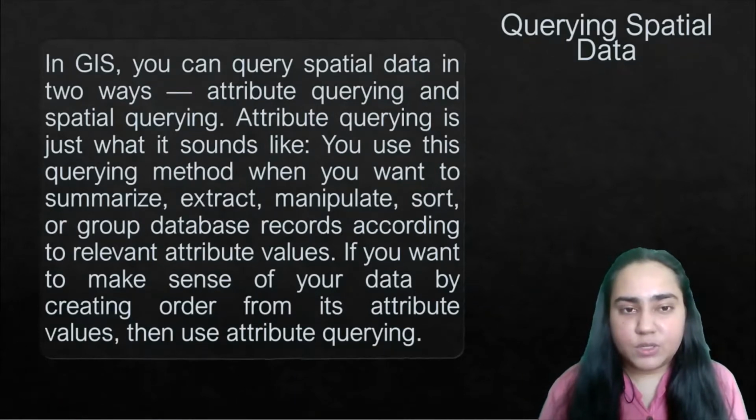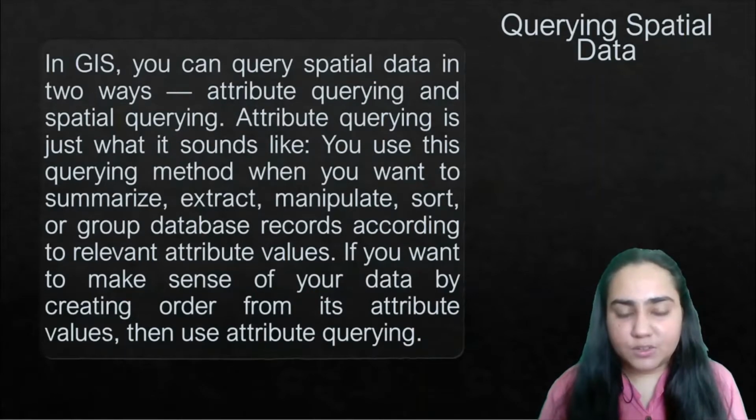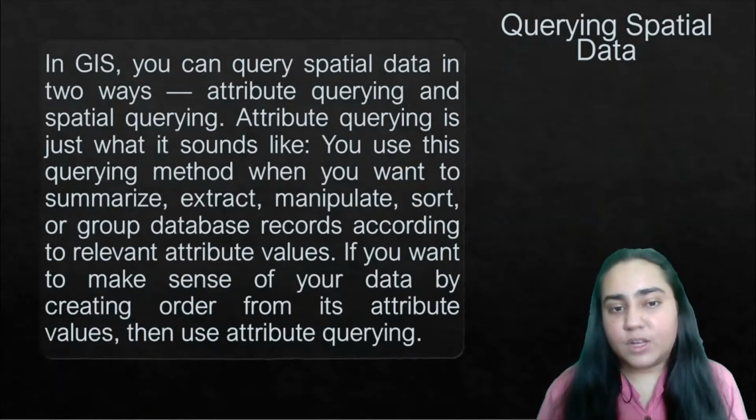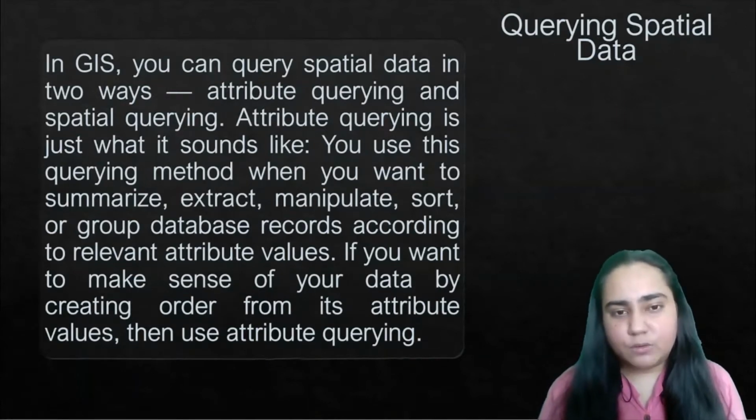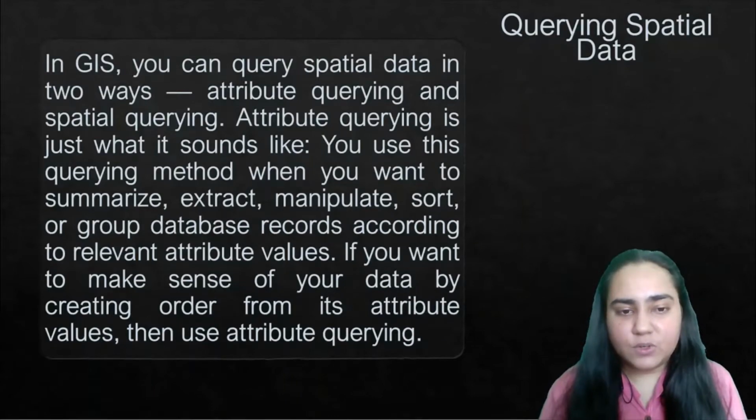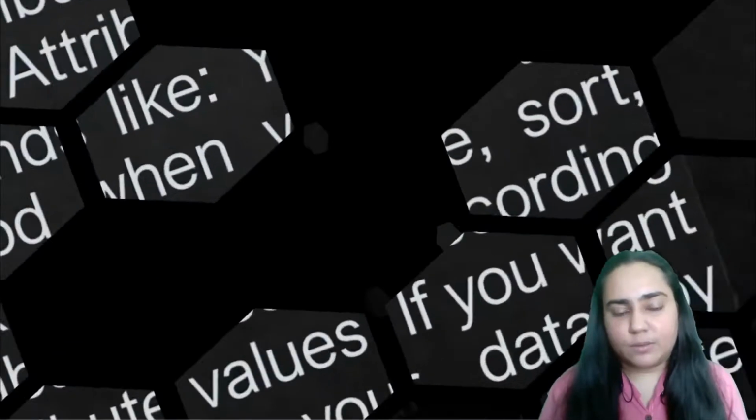Attribute querying is just what it sounds like. You use this querying method when you want to summarize, extract, manipulate, sort, or group database records according to relevant attribute values. For example, you just want to find areas located in a particular region. So you're just sorting or grouping data based on their latitude and longitude values available in the data set. If you want to make sense of your data by creating order from its attribute values, then you would use attribute querying.